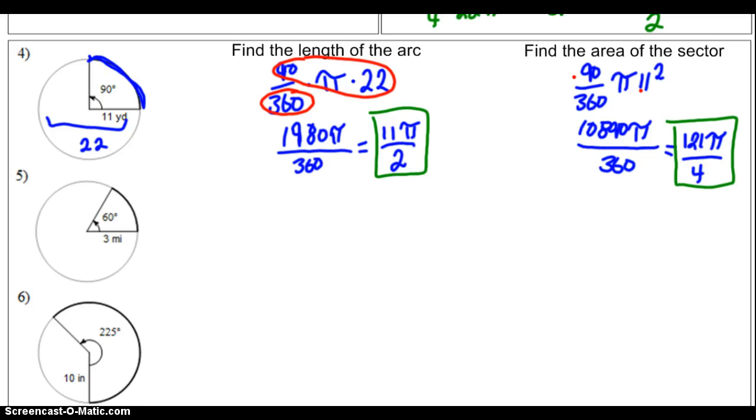At this point, you can go ahead, pause the video, and try doing 5 and 6. When you're done, unpause the video, and I'll run through them. All right, let's tackle 5 and 6. For 5, I'm trying to find the arc length of just the 60 degrees of that circle.